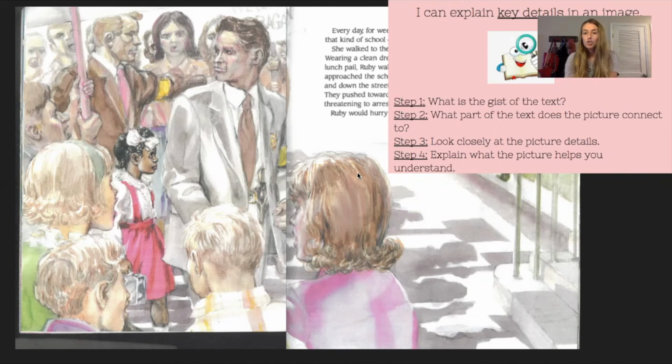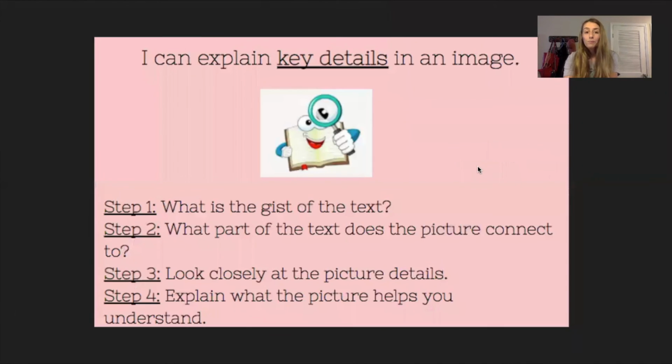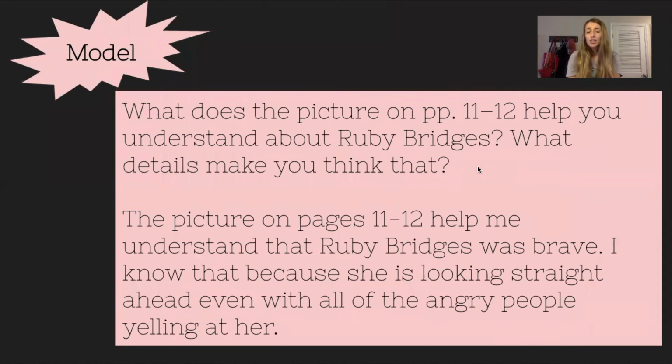She's looking straight ahead. So now I'm going to use that to help me answer the question and explain what the picture helps me understand about Ruby. So I'm going to say that the picture on pages 11 through 12 helps me understand that Ruby Bridges was brave. I know that because she is looking straight ahead, even with all of the angry people yelling at her.